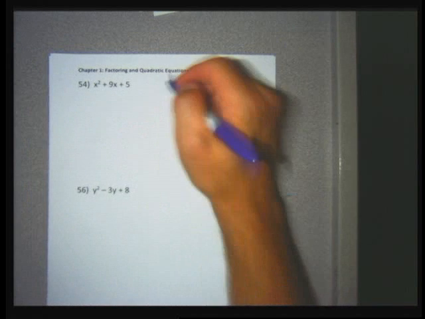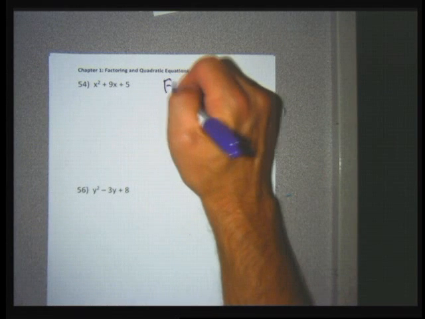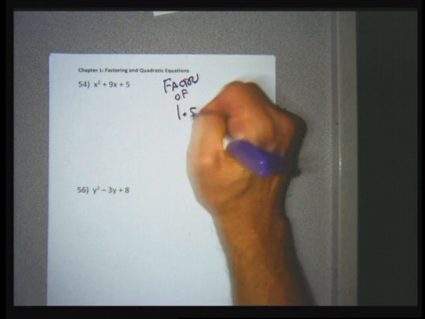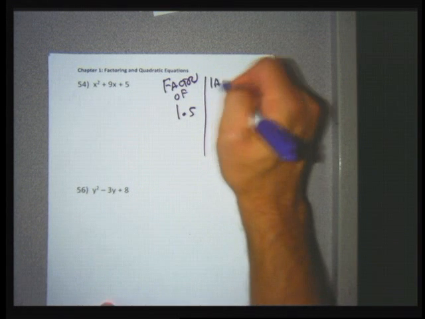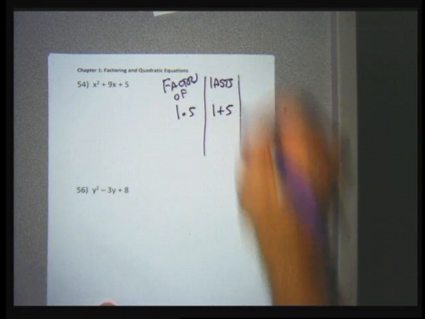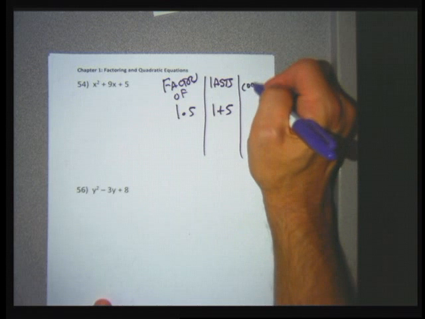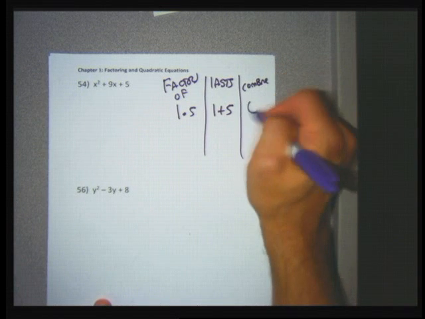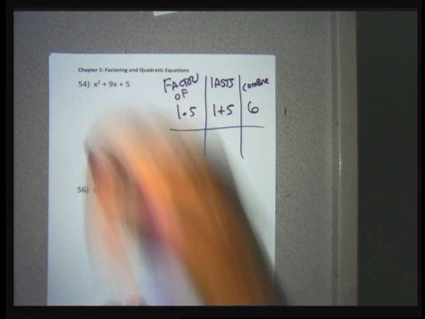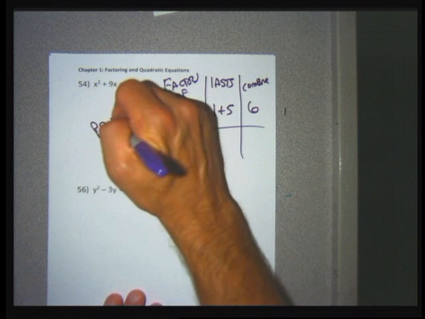54, there's no negative, so I don't have to worry about any negatives. I worry about the factors of 5, which are only 1 and 5. My last can only be a positive 1 and a positive 5. Those combine to be 6. They need to combine to be 9. There isn't a pair of factors of 5 that can give me the 9. Makes this whole thing prime.